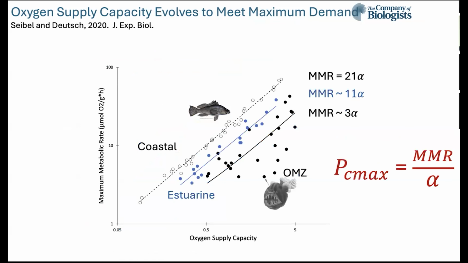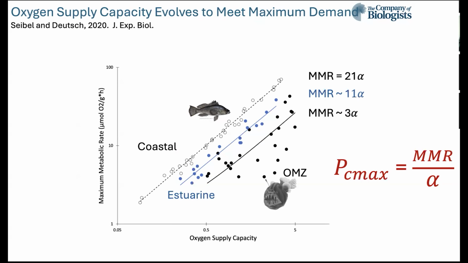So there's the coastal species I showed you before. The oxygen supply capacity correlated with maximum metabolic rate. The relationship there: maximum metabolic rate equals 21 kilopascals times the oxygen supply capacity. So that number is the peak Pcrit max for all of these coastal species. As soon as oxygen drops below saturation, maximum metabolic rate becomes limited for all those species.